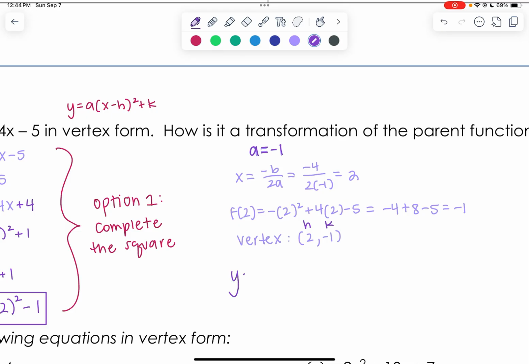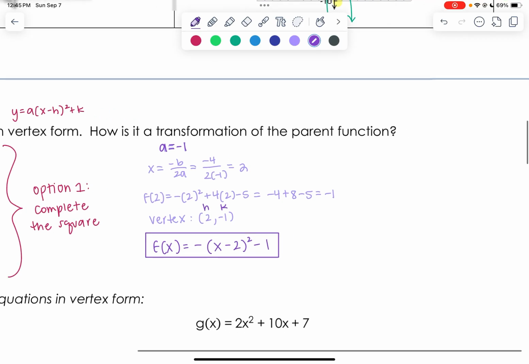So y equals, a is -1 or just negative, and I'm going to say f of x actually because it was f of x, equals negative (x minus h, which was 2) squared plus k, which was -1. Boom, that's it. Okay, and that's option 2.